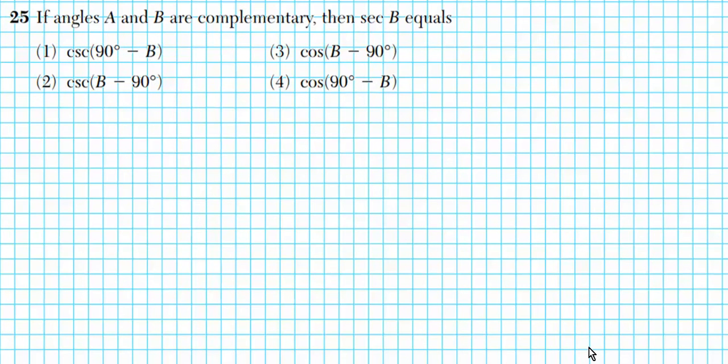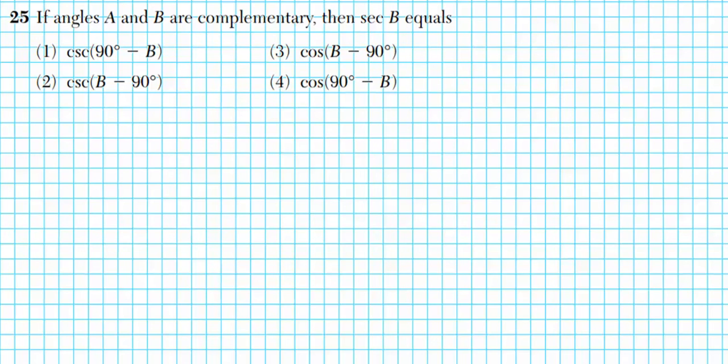All right, let's take a look at number 25. It says if angles A and B are complementary, then secant B equals. Now, if you remember your identities, you automatically know that the answer is option number 1. But let's assume that we don't remember our identities, okay? So complementary angles are angles that add up to 90 degrees.